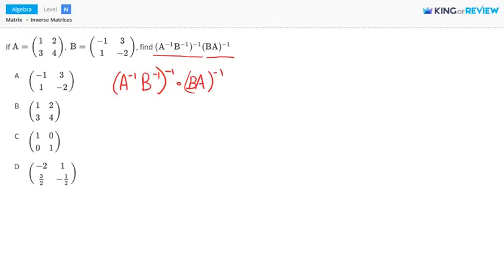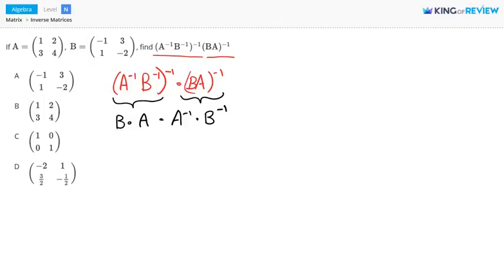So let's expand this. When we expand this, for this portion here, we get B times A. And when we expand this portion, we get A inverse times B inverse.